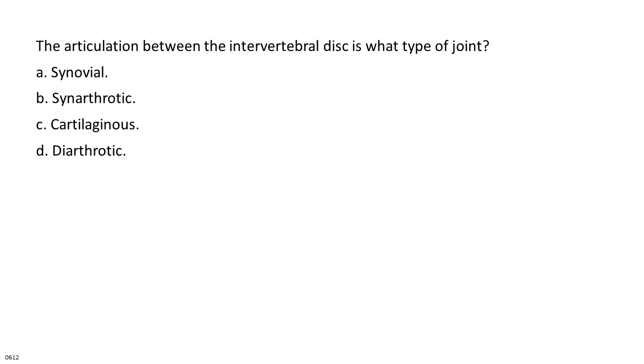The articulation between the intervertebral disc is what type of joint? A. Synovial. B. Synarthrotic. C. Cartilaginous. D. Diarthrotic.